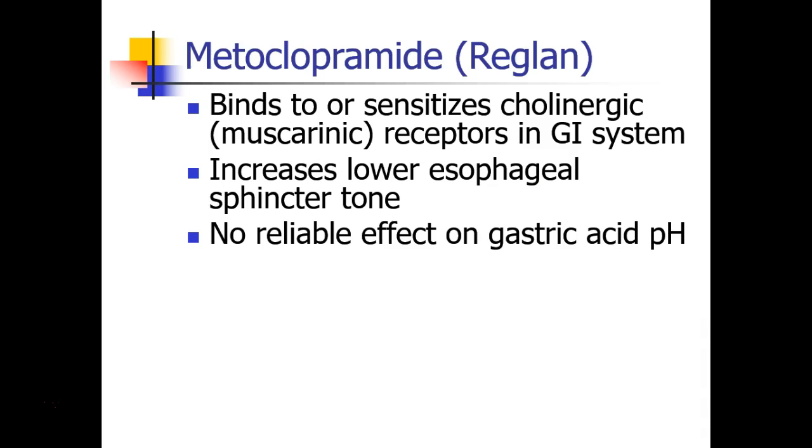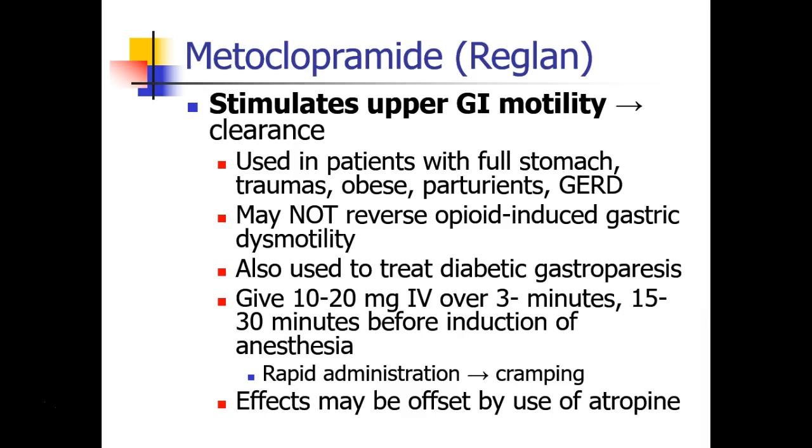The next drug we're going to discuss is metoclopramide, also called Reglan. This drug binds to or sensitizes cholinergic receptors, specifically muscarinic receptors, in the GI system. It increases lower esophageal sphincter tone and doesn't seem to have any real effect on gastric acid pH. The main use for metoclopramide is to stimulate upper GI motility, to clear out the contents of the stomach.